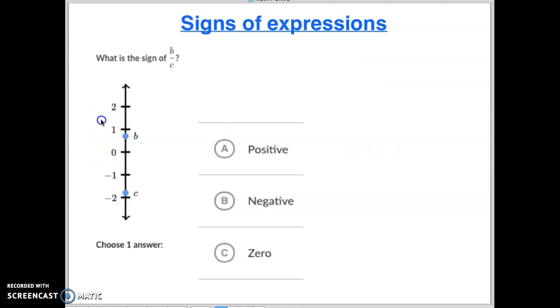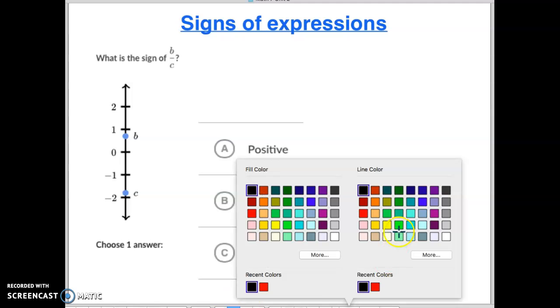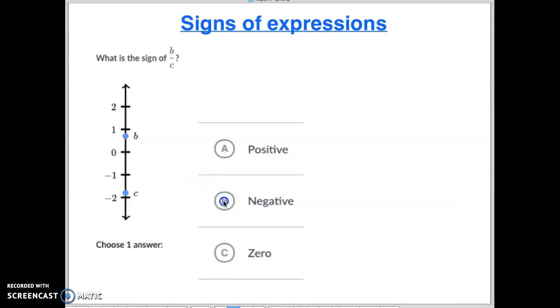Now, on here, notice that that number is above zero, so that's a positive. That number here is below zero, so it's a negative. One positive and one negative, that means there's only one negative. That means it's a negative answer. So I'm going to find a fun color that I want to use today. Oh, we're going with light blue, sky blue. One negative would equal a negative. Okay, easy peasy. Let's get rid of that problem.